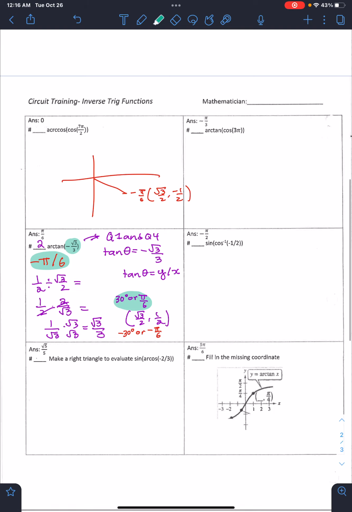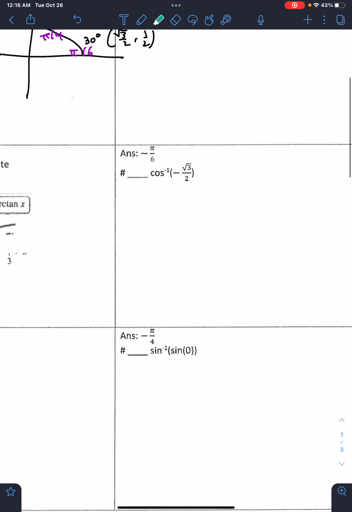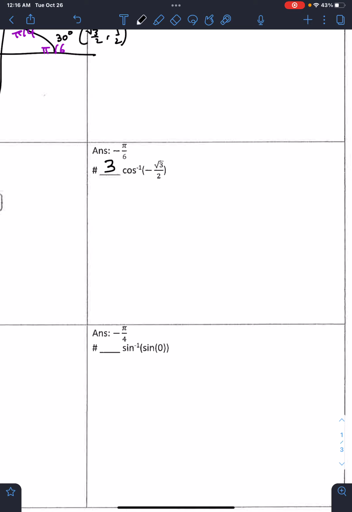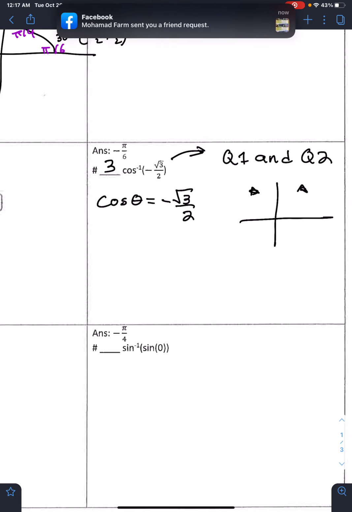And let's find that. That should be right here. And this is going to be question number 3. This time we're going to be looking at what angle gives us negative square root of 3/2. So the inverse of cosine is the one that's different, because our restrictions are quadrant 1 and quadrant 2. So if I look at my unit circle, I'm just going to look at these two spots.